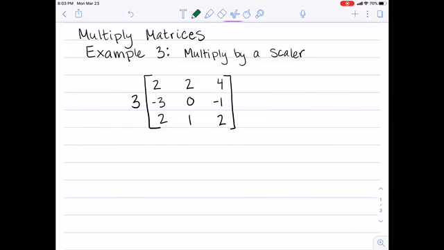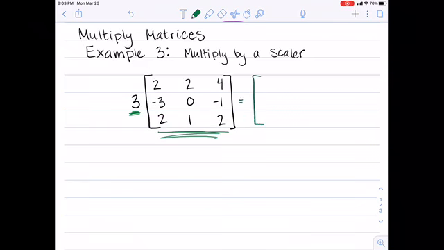For example 3, we're going to be multiplying this matrix by a scalar. Now, we have our matrix here, and the scalar we've been asked to multiply is this 3 that's out front. Multiplying by a scalar is actually really easy. All you have to do is just multiply everything in the matrix by the scalar.